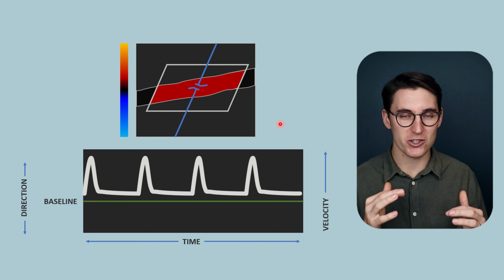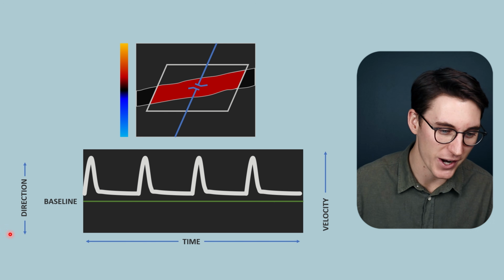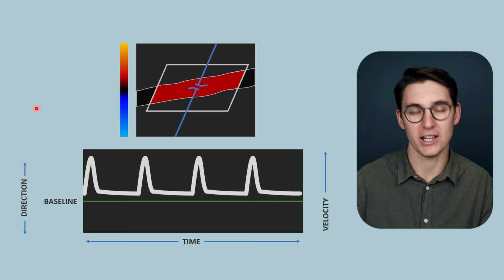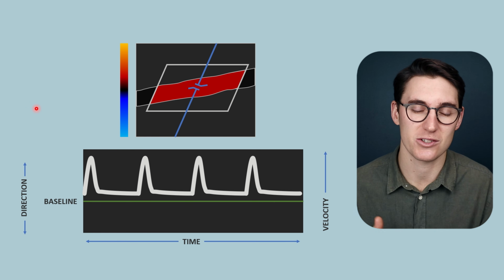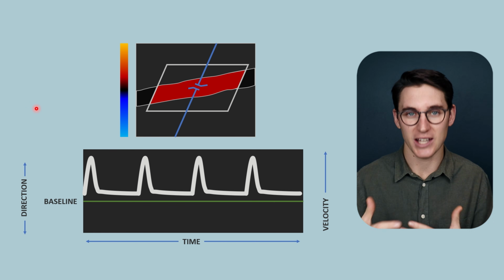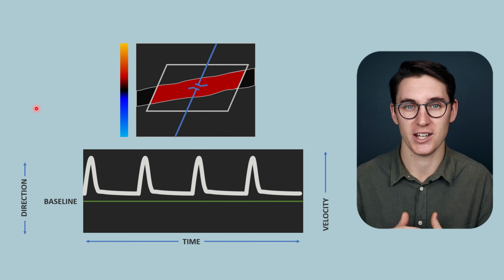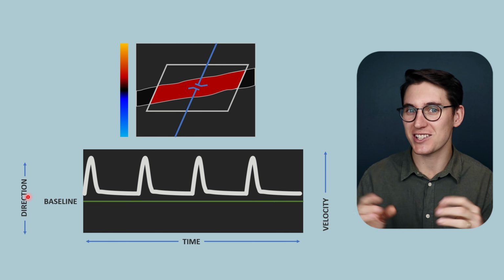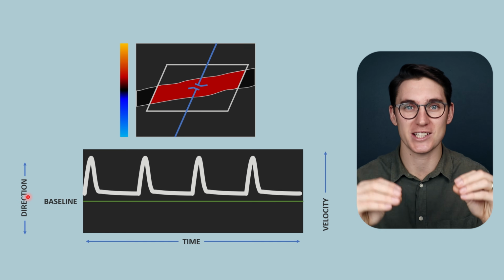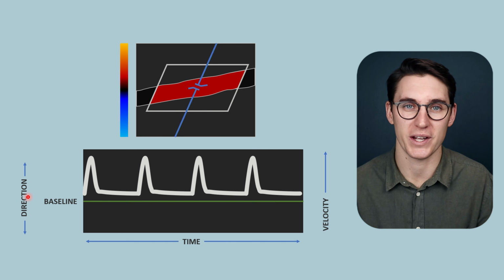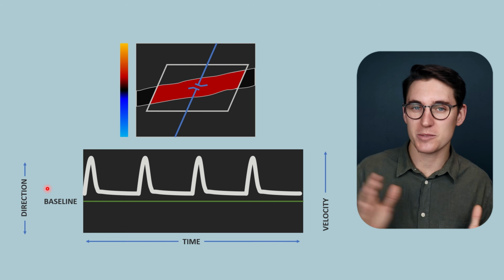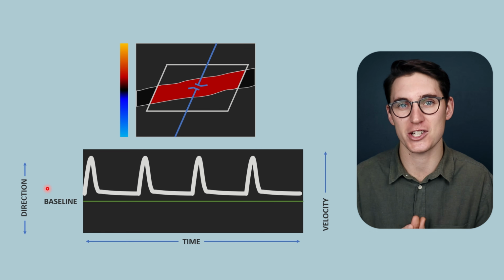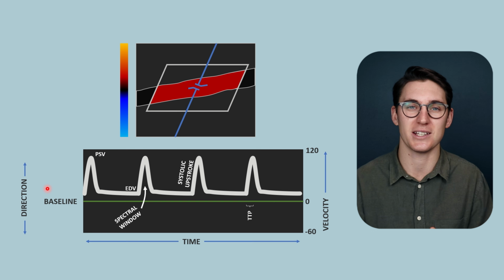Now, another thing that the spectral waveform displays is direction of blood flow. By convention, we say that a positive velocity represents blood flowing towards the transducer, and a negative velocity, blood flowing away from the transducer. Now, on a machine, we can actually change the direction if we want to. It's not changing the direction of blood flow, it's changing the way we display that blood flow on the spectral waveform. Now, the actual spectral waveform, the line itself, can be broken down into various different measurements, and I've labeled the most important ones here.